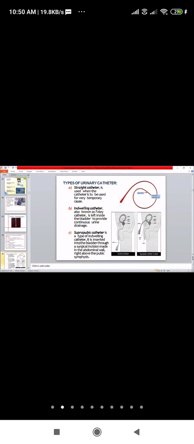It is inserted into the bladder through a surgical incision made in the abdominal wall right above the pubic symphysis. Coming to the condom catheter, it is used for continuous collection of urine when there is no need for catheter insertion. The three-way catheter for continuous bladder irrigation is a type of indwelling catheter. It is inserted to irrigate the bladder to prevent obstruction and bleeding. So there are the typical weights and tube sizes for ages. For all different ages and weights, these are the different Foley's sizes.